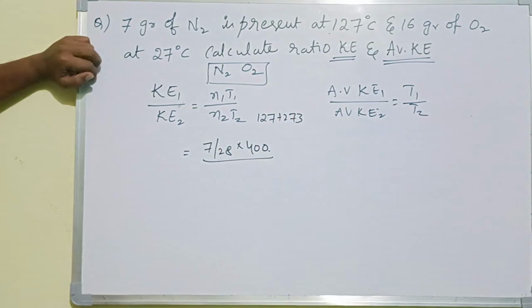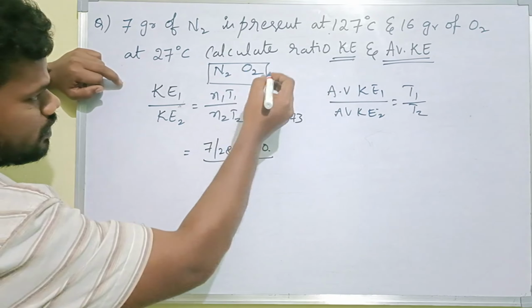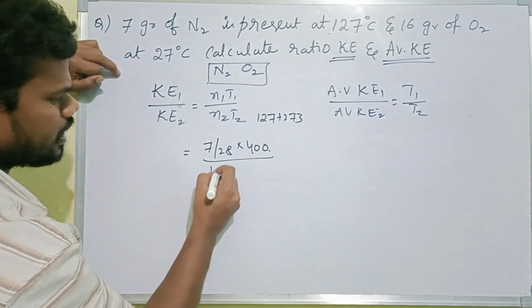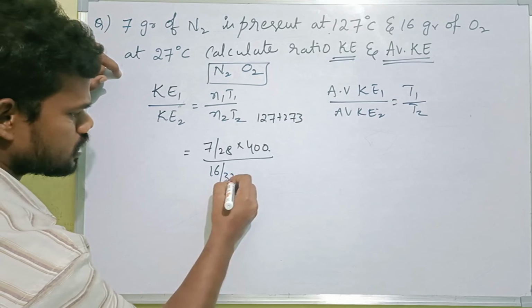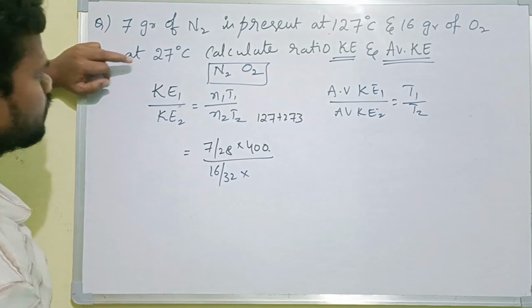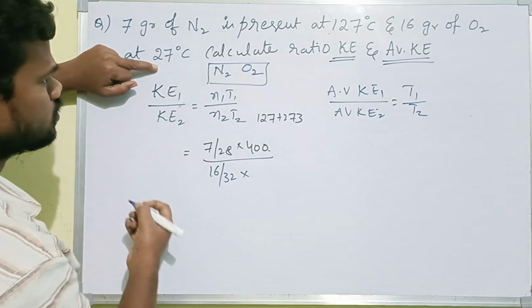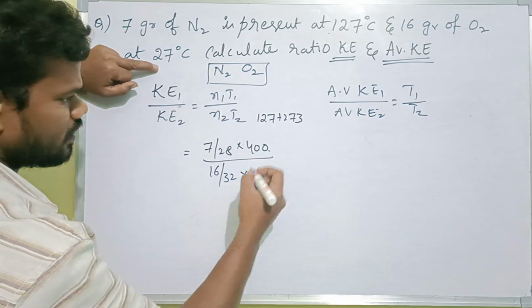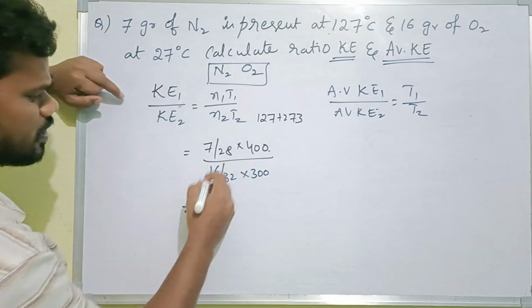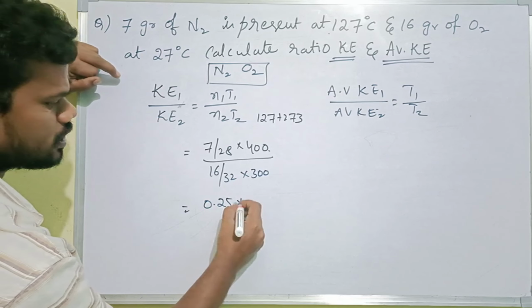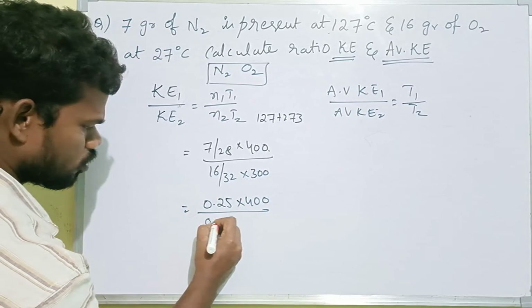Then the O2 molecule. The weight given here is 16 grams, and the molecular weight of O2 is 16 into 2, that is 32, into the temperature, 27 degrees Celsius. Converting into Kelvin, 27 plus 273, that is 300 Kelvin. So 7 by 28 is 0.25 moles into 400, and 16 by 32 is 0.5 moles into 300.